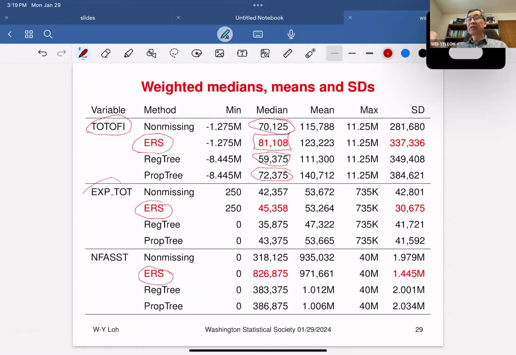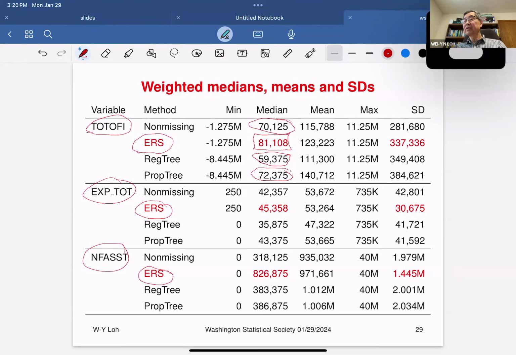Similarly with total expenditure, the median using the ERS method is 45,000, which is higher than the other three in this row. And for non-farm assets, the current method gives $826,000, which is more than double what the GUIDE methods give, and also more than double what you get if you use complete case analysis, which is the non-missing data.